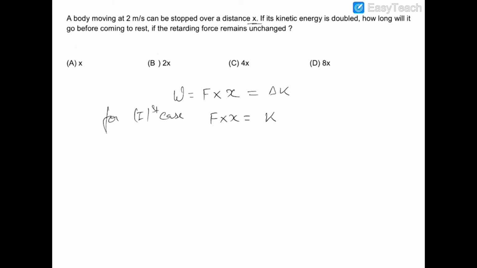But if we have doubled the kinetic energy, the force is still the same. So the distance at which the body will come to rest, let's suppose it is x dash, will correspond to 2k. Now we can see that x dash upon x is equal to 2, so x dash will be equal to 2x. The new distance over which the body will come to rest will be 2x. So the correct option is option number B.